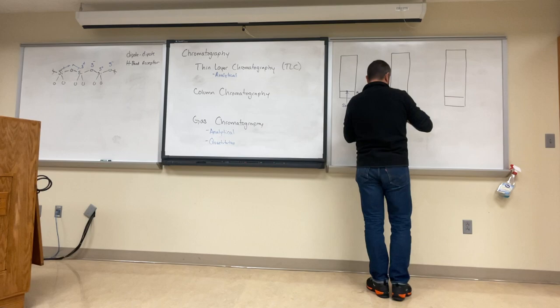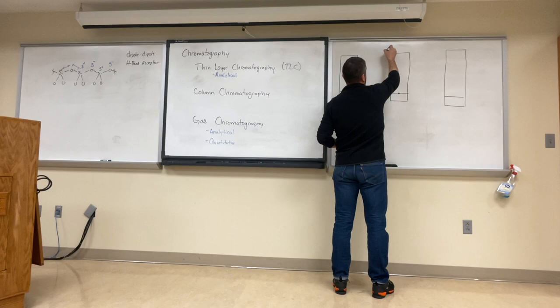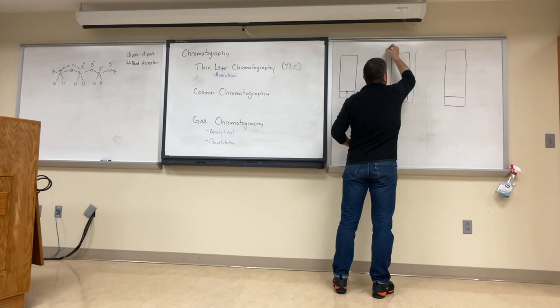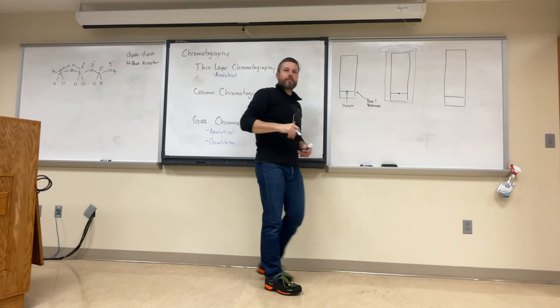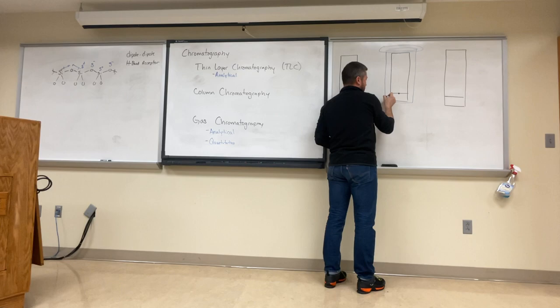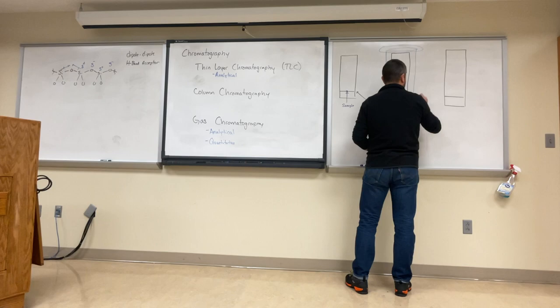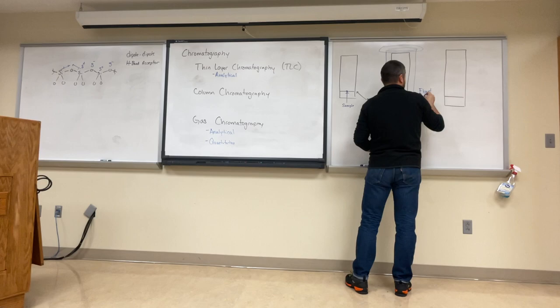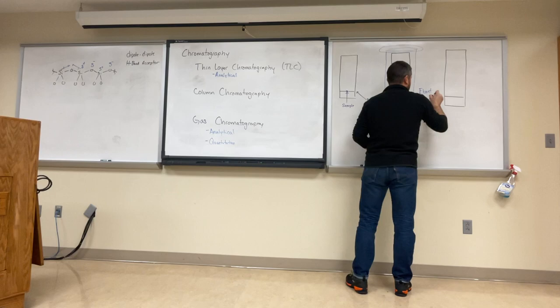Then you're going to take your TLC plate and put it into a developing chamber, which is basically just a jar. There's going to be a lid or just a watch glass on the top of that jar to keep all the fumes and everything in. And then in the bottom of this jar, there's going to be a small volume of solvent, the eluent.